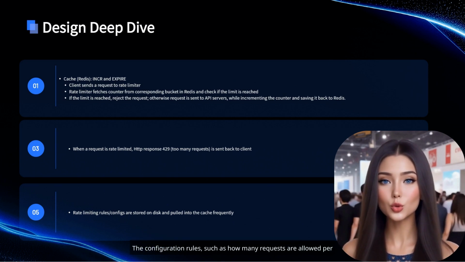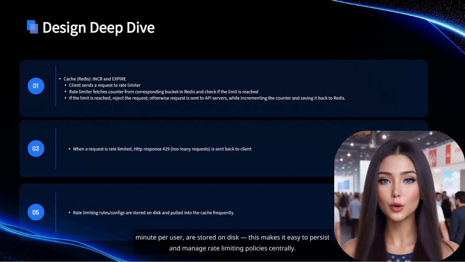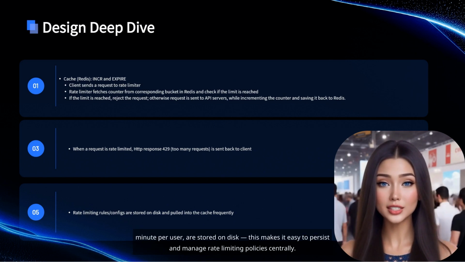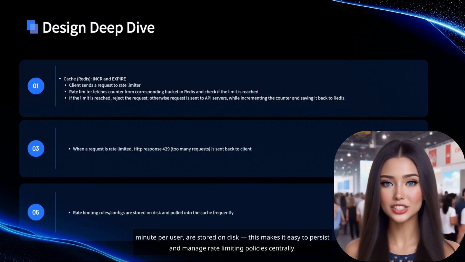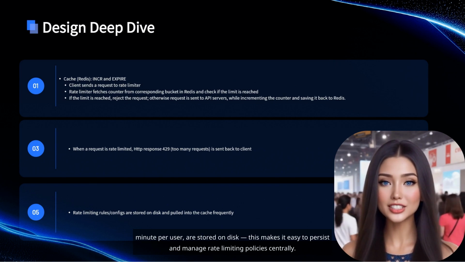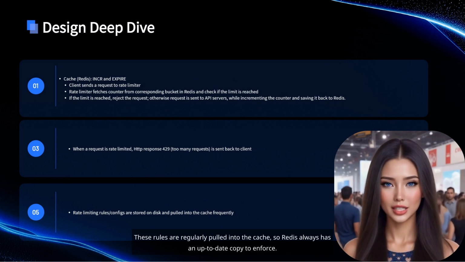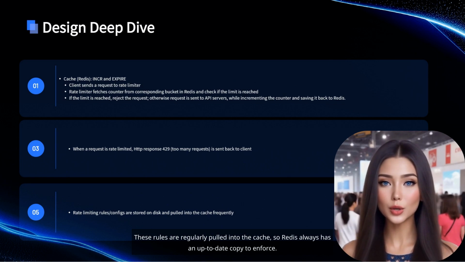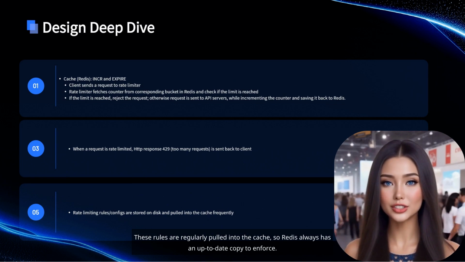The configuration rules, such as how many requests are allowed per minute per user, are stored on disk. This makes it easy to persist and manage rate-limiting policies centrally. These rules are regularly pulled into the cache, so Redis always has an up-to-date copy to enforce.